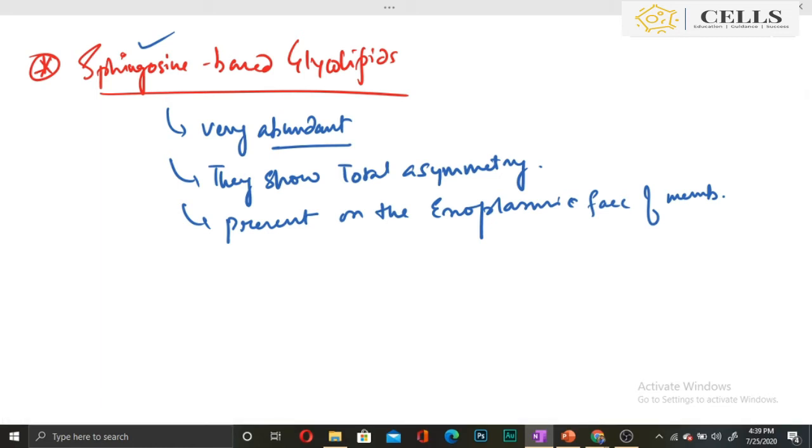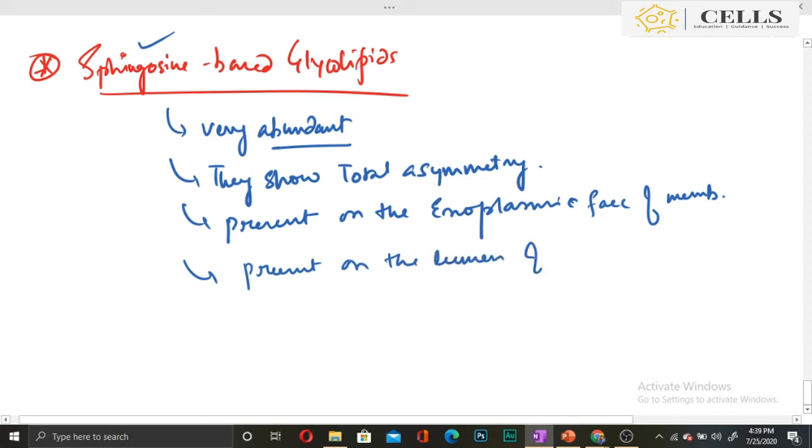Now, see this very carefully. If a question comes that glycolipids are also present on the lumen of the Golgi body, tell me, is this statement correct or not?